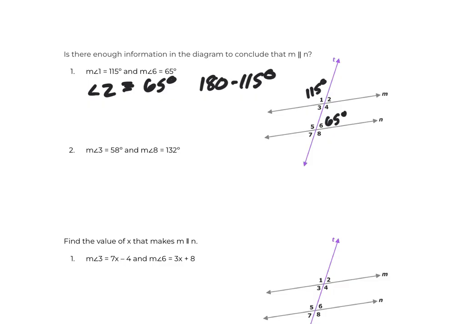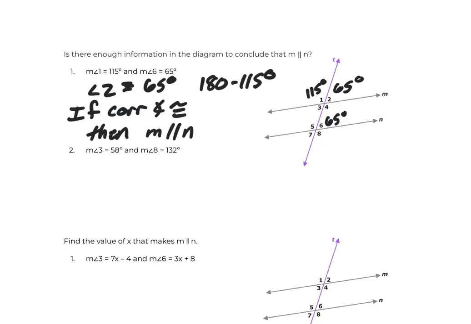Okay, and then if this is 65, what kind of angle would 2 and 6 be? Corresponding, okay? So our statement would be something like this. If corresponding angles are congruent, then M is parallel to N. Okay? And I'll tell you this, because I think Big Ideas uses this today, you understand that they'll probably use that.